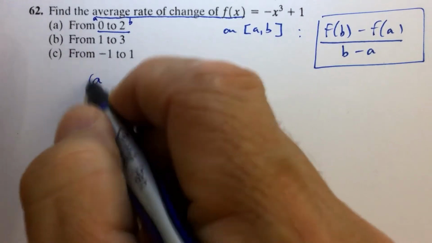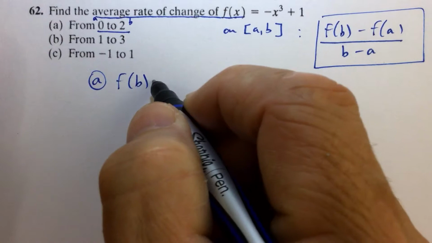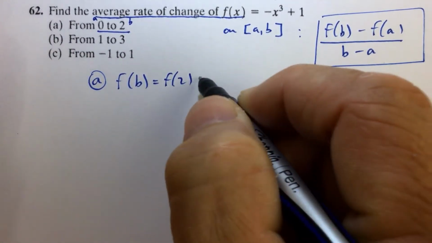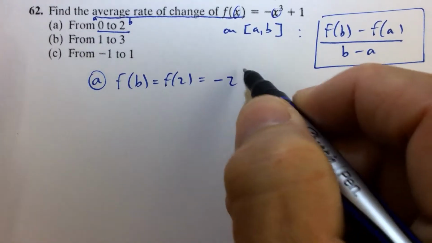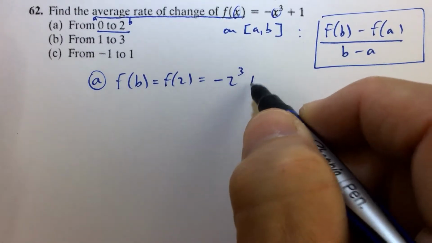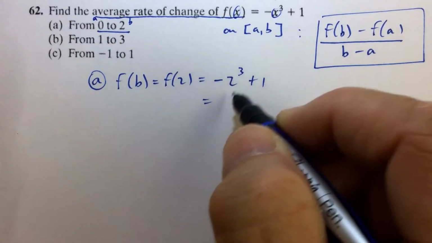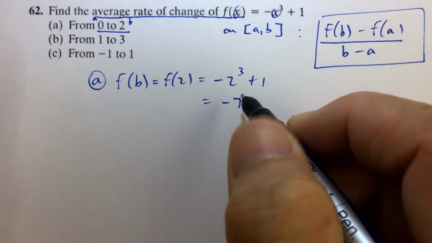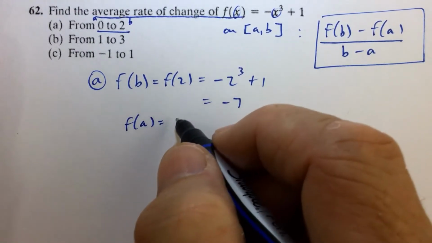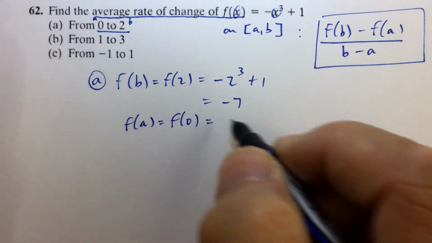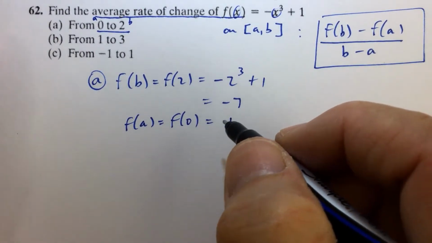And so for part A, we want to find f of b. So f of b is f of 2, and it says clearly that we have to take 2 and cube it and take the opposite of that and then add 1. So this is negative 8 plus 1 is negative 7. So that's f of b. Well, what's f of a? Well, f of a is our f of 0. We like having zeros. Negative 0 cubed is 0, plus 1 is 1.